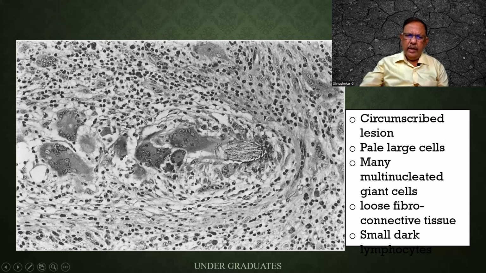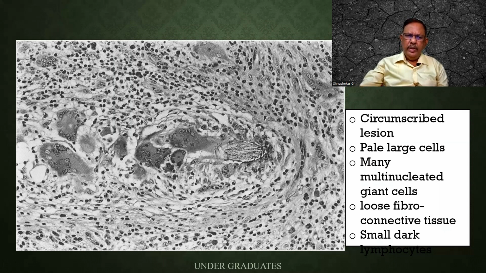I am finding a localized aggregation of cells. There are many pale large cells. Look at this one. This is a pale large cell, another cell, etc. This is again a pale large cell. The dark one is the nucleus and the pale one is the cytoplasm. So these are the macrophages or the histiocytes. They may fuse together to form a multinucleated giant cell.